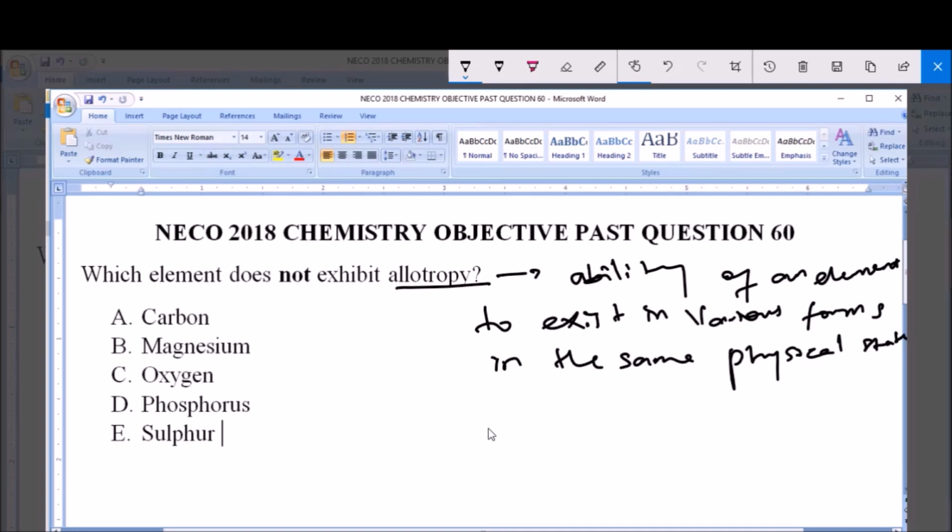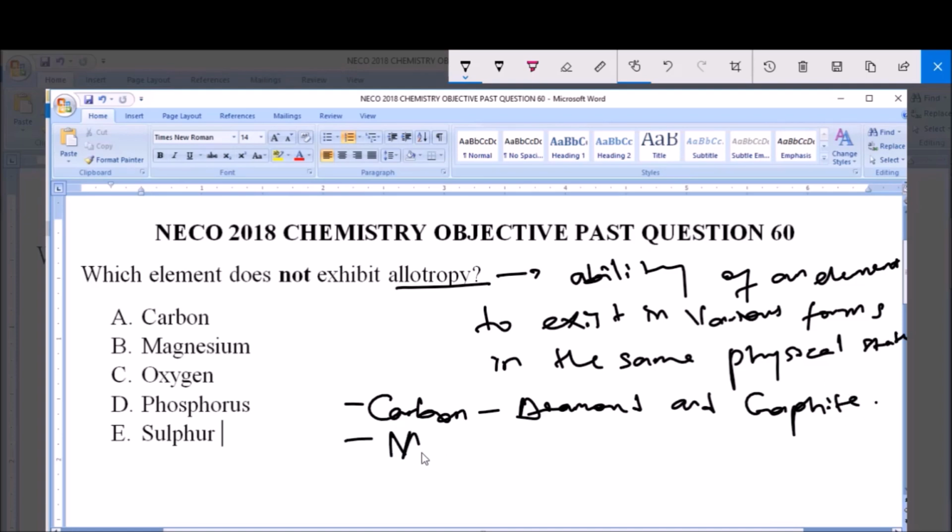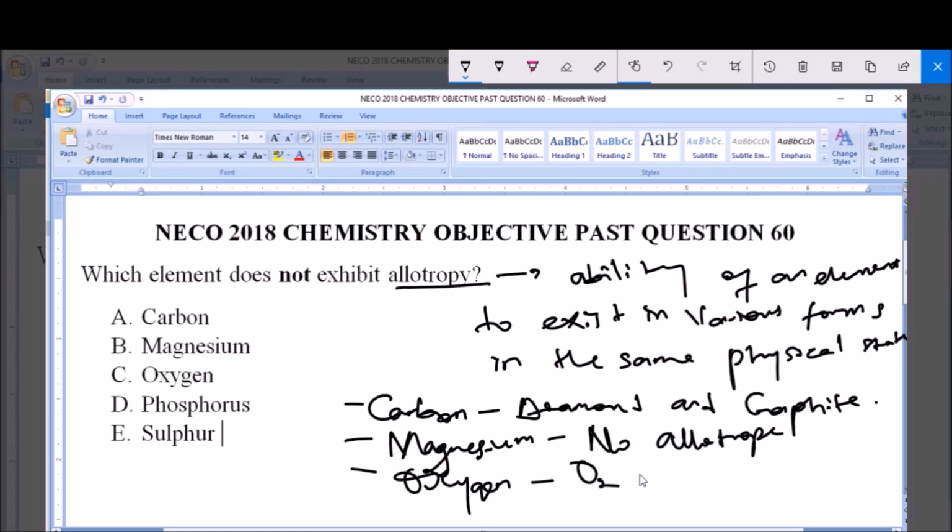Now looking at option A, which is carbon. Carbon exhibits allotropy, because carbon has allotropes, and these are diamond and graphite. Although there are more allotropes of carbon, diamond and graphite are the most typical examples. Option B says magnesium. Now magnesium does not exhibit allotropy, so it has no allotrope. Option C says oxygen. Oxygen exhibits allotropy. It has allotropes, that's the normal oxygen O2 and ozone O3.